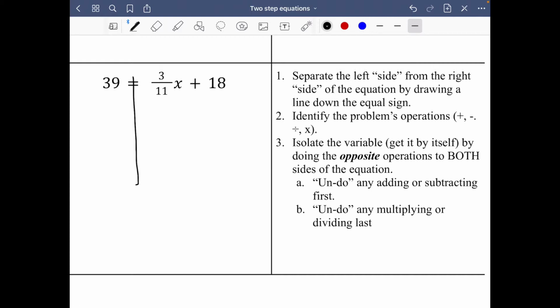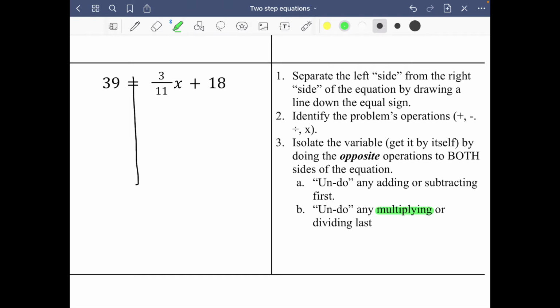Step 2 says we're going to identify the problem's operation. If we notice that we got 39, 39 is over there by itself, so there's nothing over there. The back side of our equation, we got 3 over 11x. That 3 over 11 is a fraction. So because 3 over 11 is a fraction, for us to undo a fraction, which means divide, we're going to multiply because we got to do the opposite.